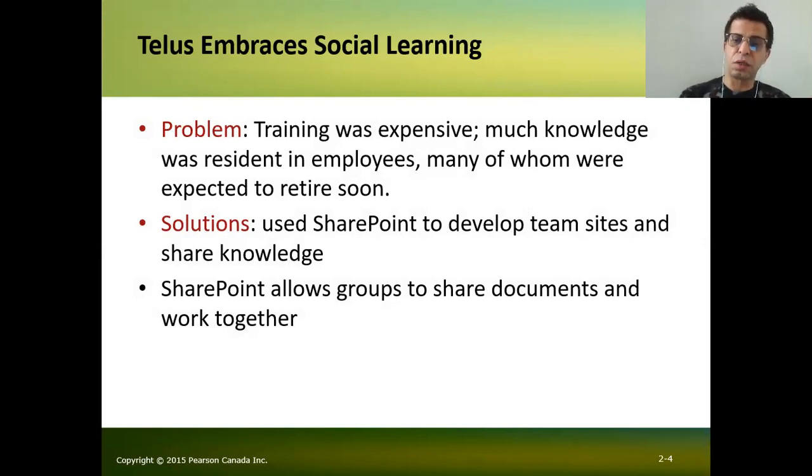Sometimes the trip to get trained is very expensive and it's a very attractive area, so people have a tendency to go for that training. And when they come back, they do not share that training. The solution for such a thing is not because they don't want to share the training, they sometimes don't have a means to share it. The solution is to use SharePoint to develop a team site for knowledge sharing. SharePoint allows groups to share documents and work together.